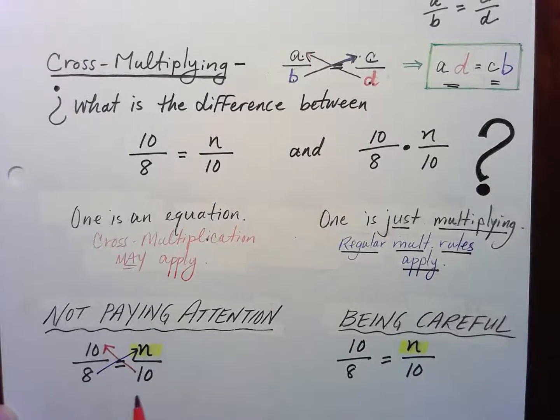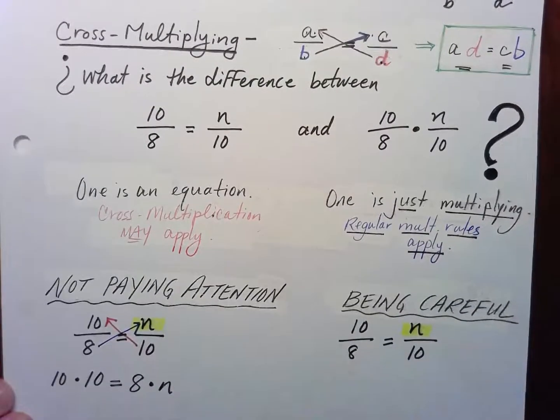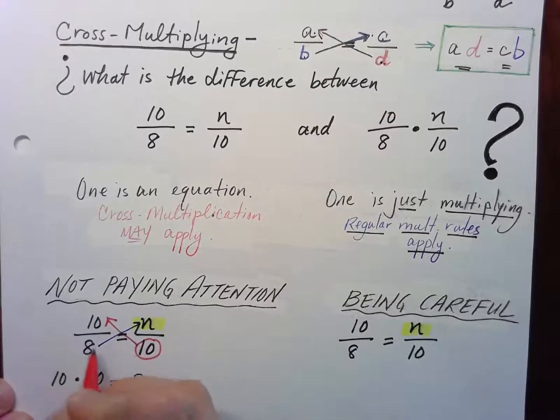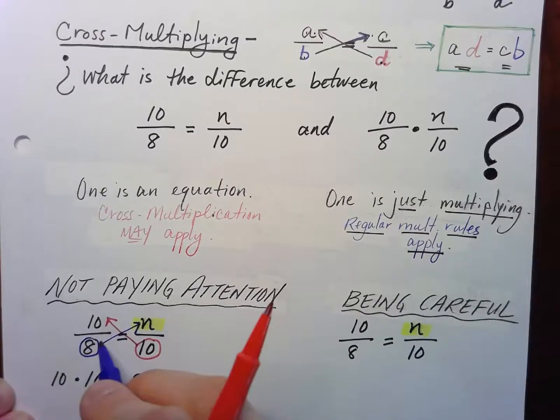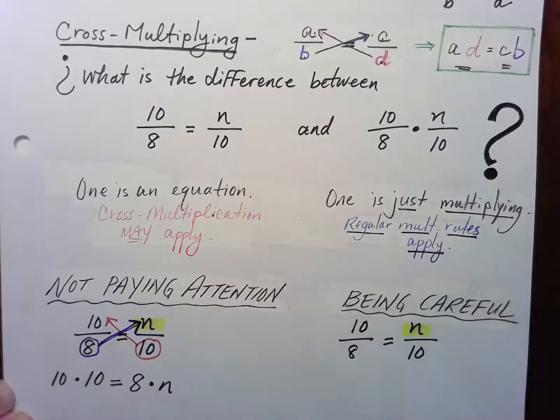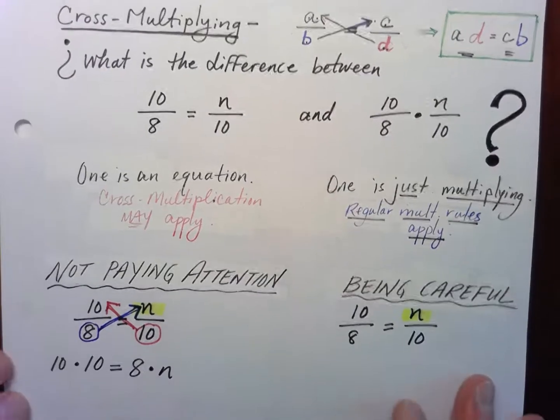Okay, so now I'm going to have on the left-hand side 10 times 10, and on the right-hand side I'm going to have 8 times n. All I've done there is take this denominator and move it up, and then take this denominator and move it up to the other numerator, through multiplication. Okay, so let's do this.